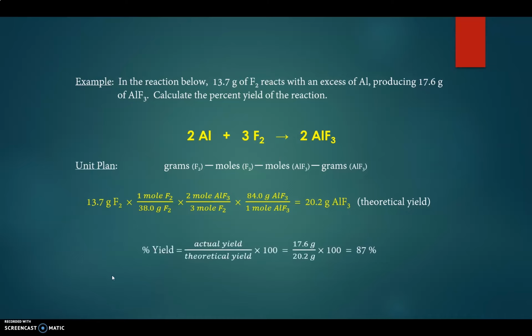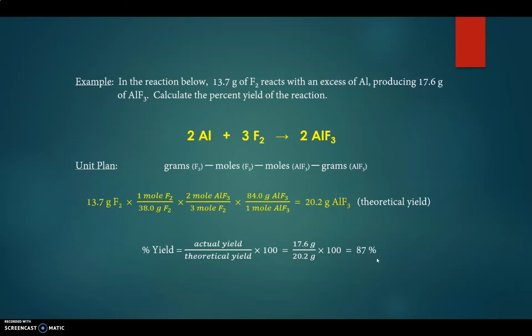So as we said before, the percent yield is simply obtained by dividing the actual yield by the theoretical yield, multiplying that by 100. So we plug in our two numbers, multiply it by 100, and we get an 87% yield. Is that a good yield?